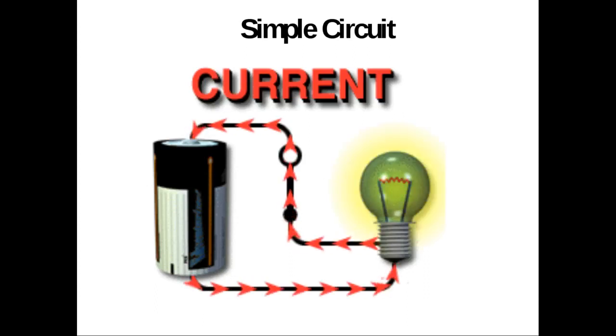Let's build a simple circuit. Here we have a pictorial diagram of a simple circuit like you find in a regular flashlight. You have a battery for the source of electric power and current. We have a light bulb representing the light source. We have conductors and a switch.